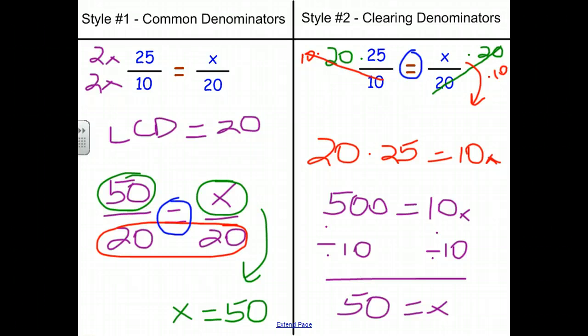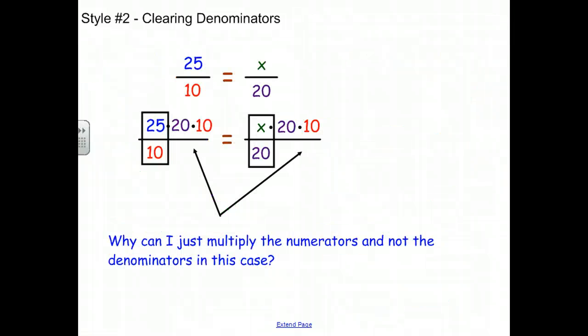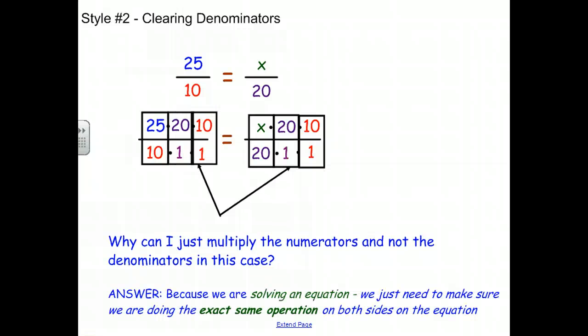So let's take a look at what it really means when we're going through the process of clearing denominators. The first thing that we did is we multiplied both left and right side by the same number. Why can I just multiply the numerators and not the denominators in this case? Because we're solving an equation, which means I can do whatever operation I need to both sides of the equation as long as I do it equally, and it's the exact same operation. In this case, we multiplied both fractions by 20 over 1 and 10 over 1. Because they are fractions, we had to multiply something by the denominator, and 20 and 10 are both integers, so 20 over 1, 10 over 1.